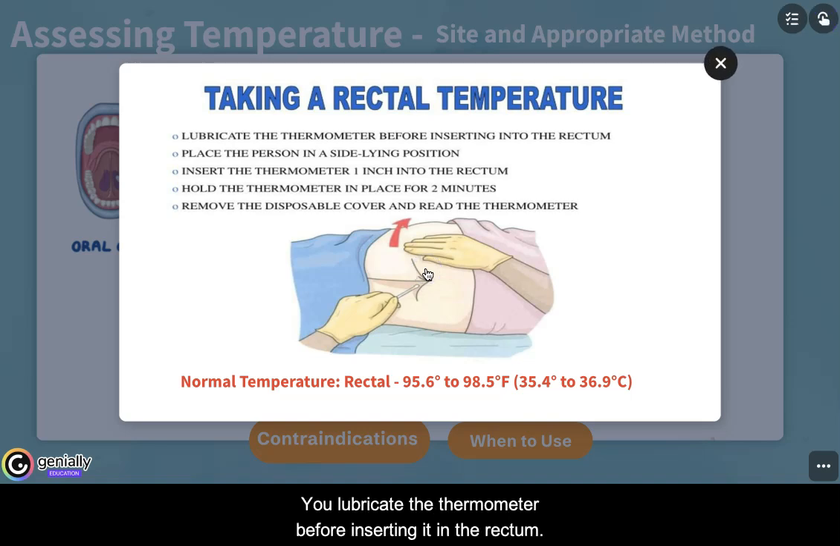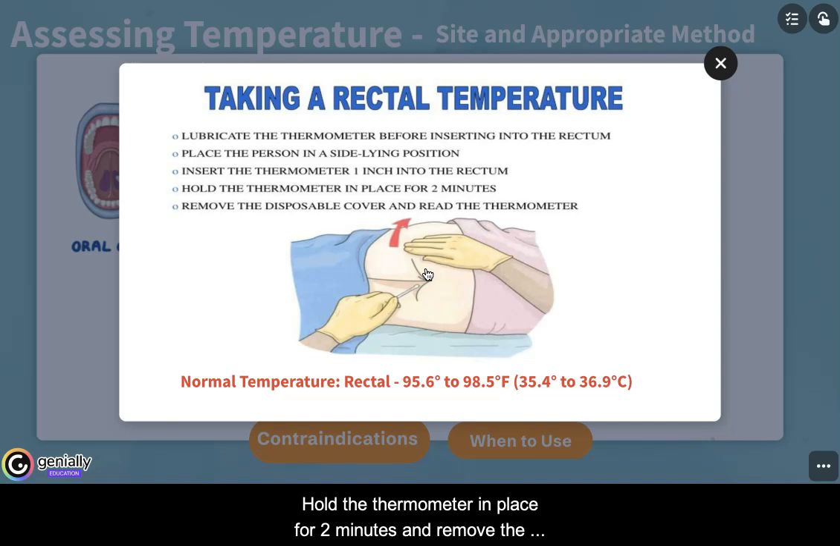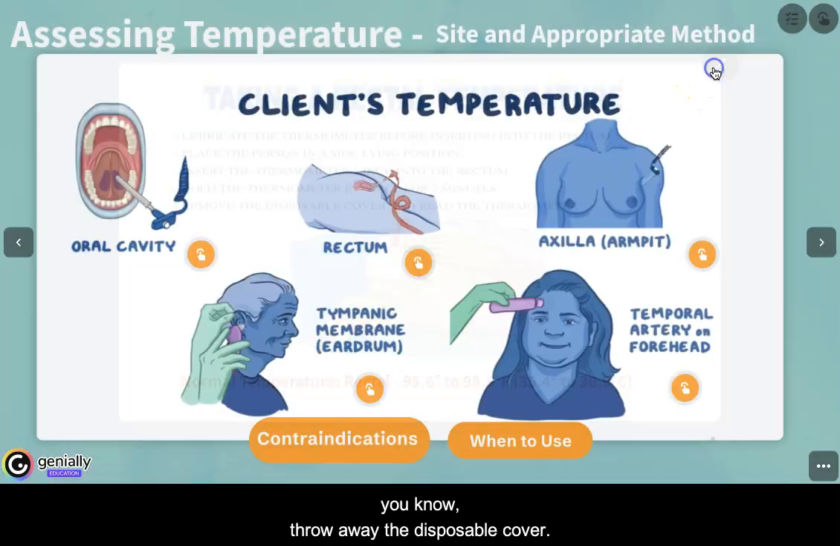Okay, then we have the rectal temperature, right? You lubricate the thermometer before inserting it in the rectum. Place the person in a sidelying position, insert the thermometer 1 inch into the rectum. Be very careful. There are a lot of nerve endings there. You don't want the patient to have a vasovagal response. Hold the thermometer in place for 2 minutes, remove the disposable cover, read the temperature, and throw away the disposable cover.